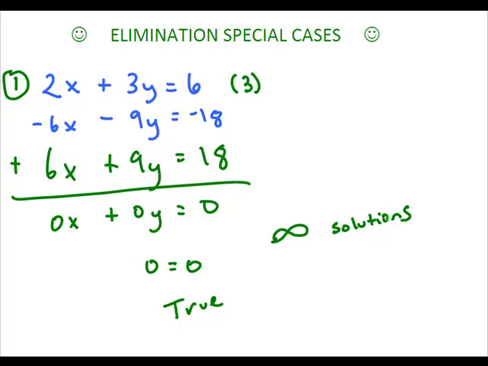And sometimes textbooks will call it a dependent system. Okay, so that's what the case is if you get a true statement. They are the same line, we have infinite solutions. Any solution of that line would be a solution to this system.